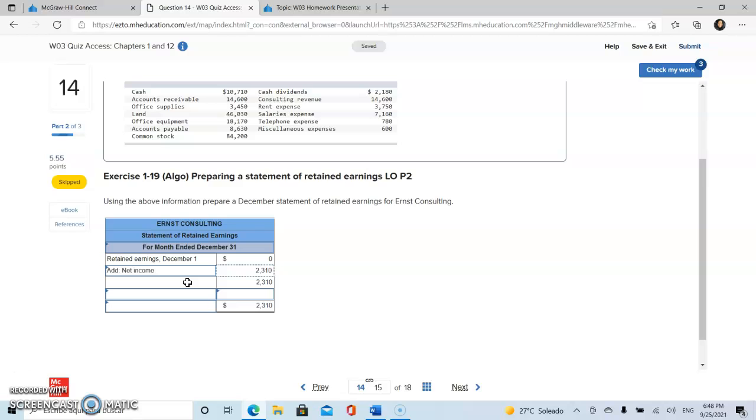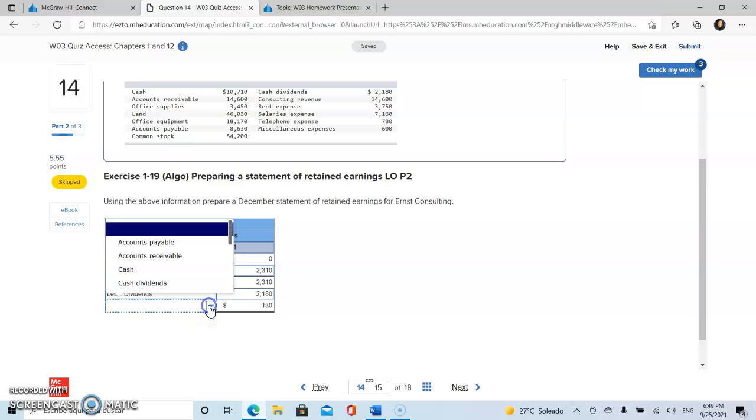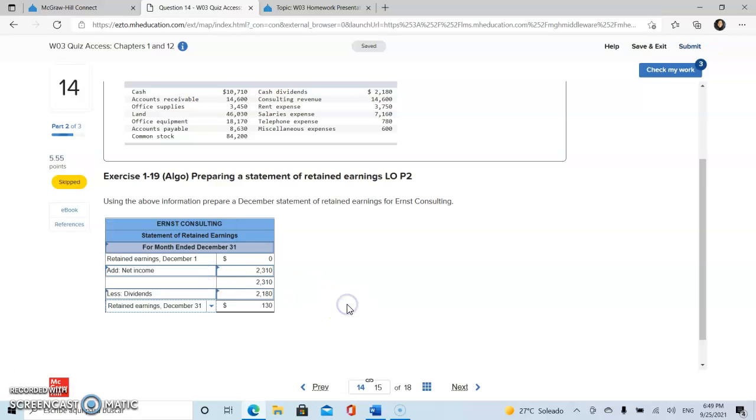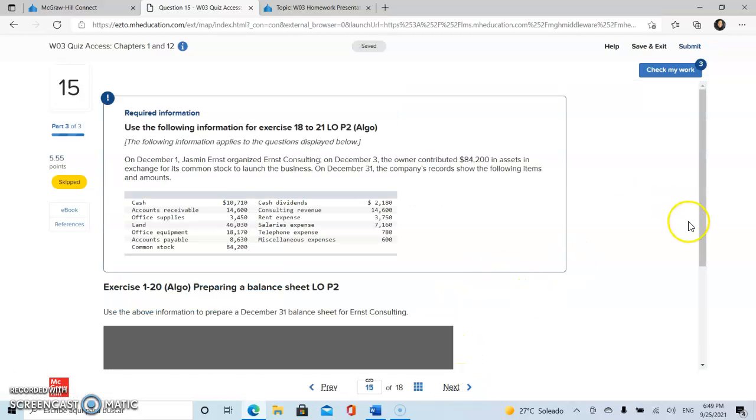And then we will subtract our dividends. Our dividends are right here. And this total amount that we have right here is going to be our retained earnings by December 31st. Okay, so now we're going to proceed with problem 15.